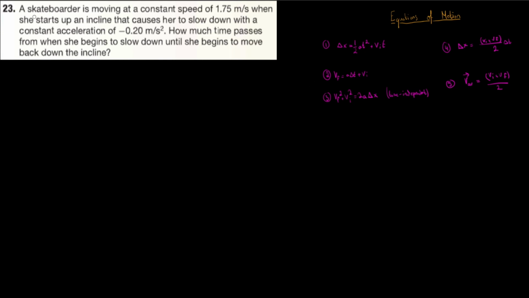So here we have a skateboarder and she's moving at a constant speed of 1.75 meters per second. And then she starts up an incline. So she moves up. That causes her to slow down with a constant acceleration of negative 0.20 meters per second squared. So how much time passes from when she begins to slow down until she begins to move back down the incline? So we want to find the delta t. So she's going to go back down the incline.